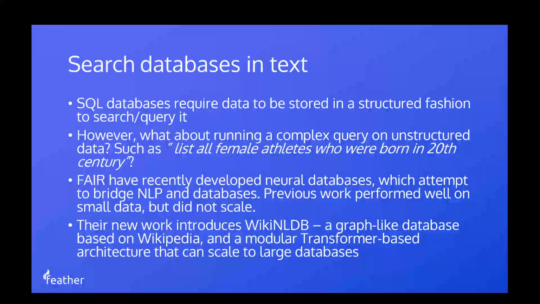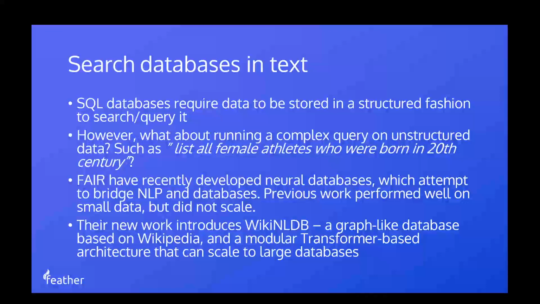We all know what structured query language is and SQL databases, and as the name implies, they need to store data in a structured format in order to be able to search and query it. Now, obviously, this doesn't enable cool tasks such as running complex queries on unstructured data. We can't exactly list all the female athletes who were born in the 20th century just off the bat in an open database. So Facebook AI Research have recently been looking into something called neural databases, which attempt to bridge the gap on NLP and databases.